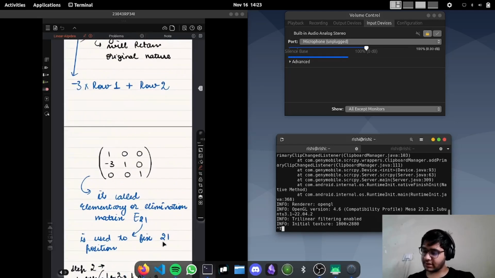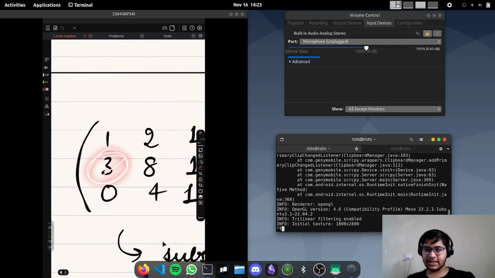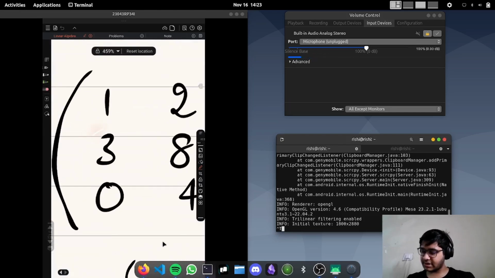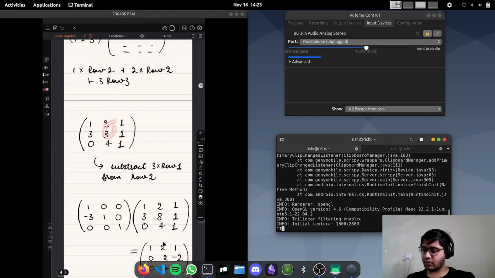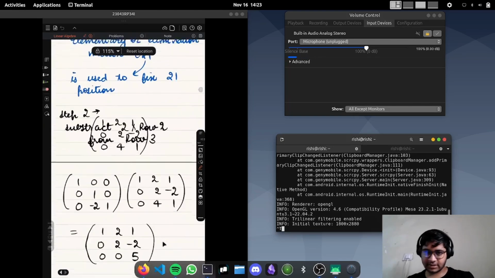Because it is used to fix the 2 1 position. So this is the 2 1 position, and we essentially need to fix this position itself using the elimination. So we need to fix this position and make this 0. So this is called the E21 matrix, or elementary or elimination 2 1 matrix. Cool. Okay, so there is some issue here, but okay.